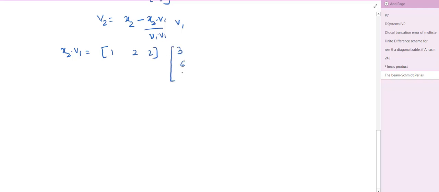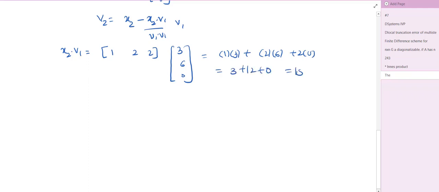So now we will calculate this. This is 1 into 3 plus 2 into 6 plus 2 into 0, which is 3 plus 12 plus 0, which is equal to 15. So similarly we want v1 dot v1. So you can calculate v1.